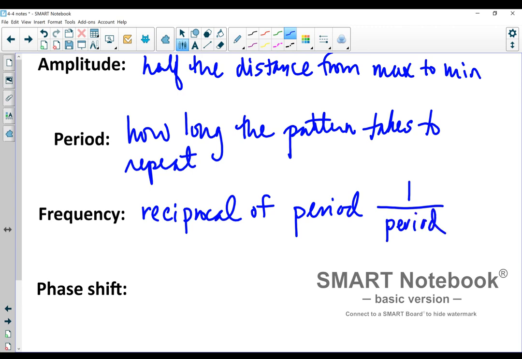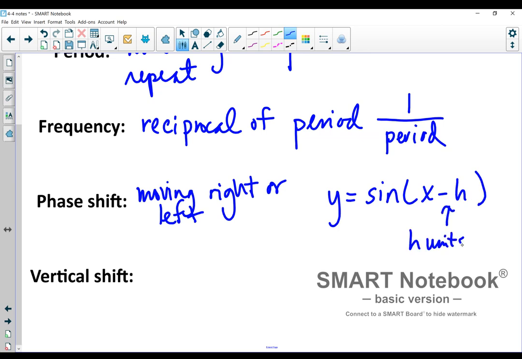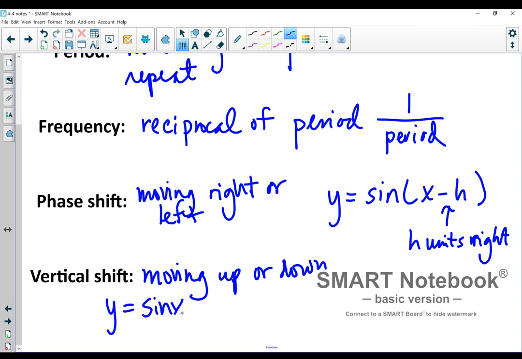And phase shift is when we move right or left. And we will tell that because it will be with our x. So it'll be something like y equals sine of, let's say, x minus h. This would move h units right. And a vertical shift is going to be moving up or down. And an example of this is if I have y equals sine x plus k, this is going to be k units up.